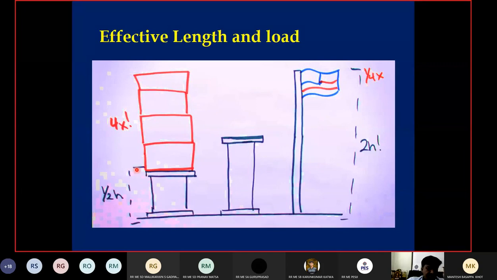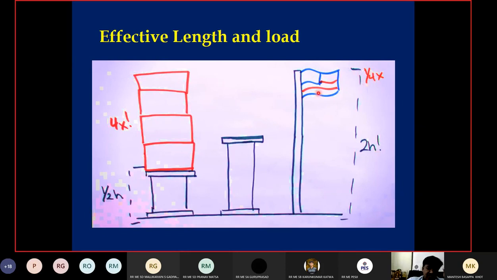To reemphasize again, if you have a column fixed on both ends, the column is going to behave as if it is half of its height, and its load carrying capacity is enhanced four times. Now you take a similar case, but where the condition is different. You have the column that is fixed on one end and free on the other end, like a flag post here. You know how it is going to behave. This is going to behave as a column that has two times the height, and its load carrying capacity is one fourth.